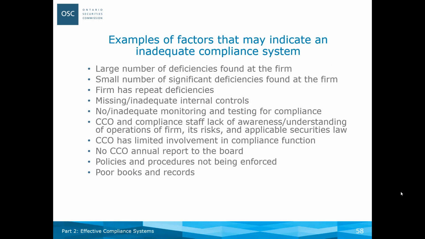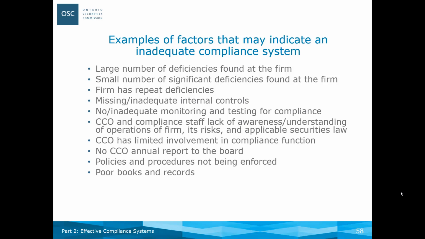So here are some examples of what we've observed at firms with inadequate compliance systems. So usually it is a combination of these examples that inform our decision to conclude that a firm has poor compliance or that the CCO and UDP are not fulfilling their regulatory responsibilities. But even one of these examples could be determinative depending on the circumstances surrounding the finding.